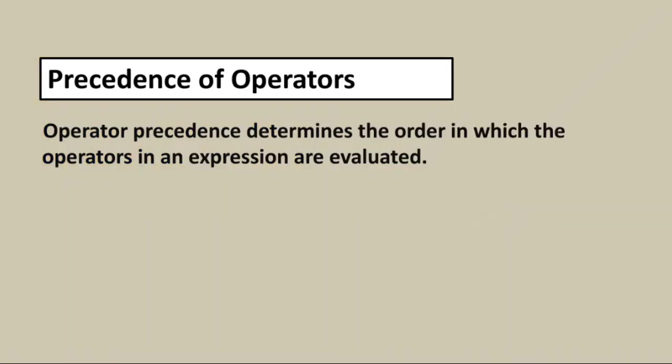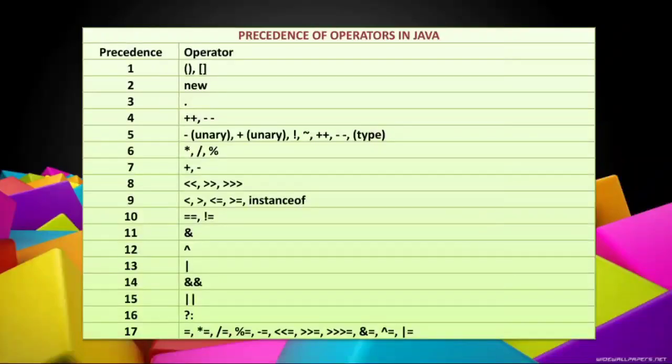Then precedence of operators. It determines the order in which the operators are evaluated in an expression. And these are the tables: first brackets, then new, then dot, then plus plus, minus minus, then unary plus, unary minus, then multiplication, division, modulus division, then plus. These are followed in steps 1 to 7.